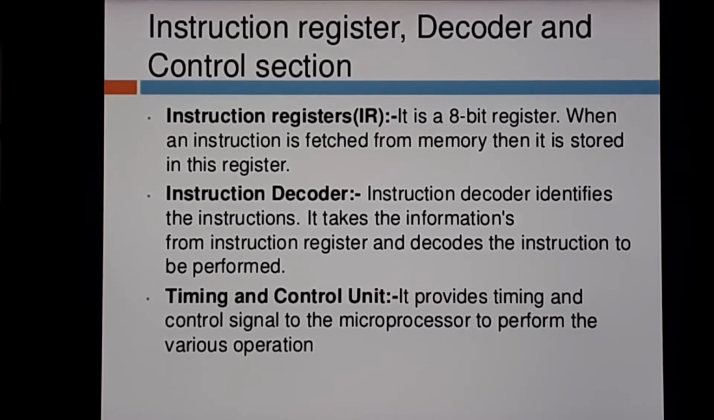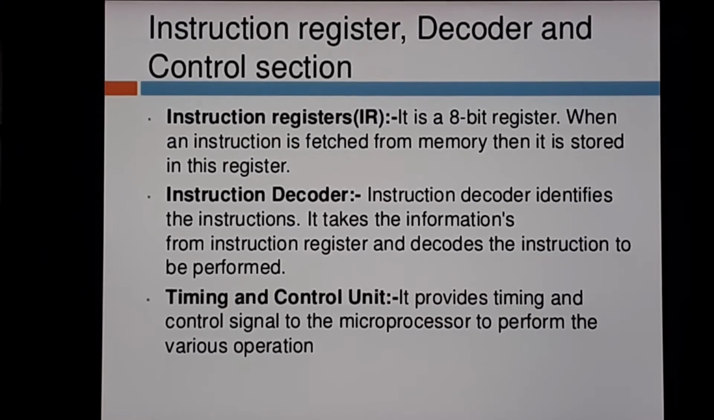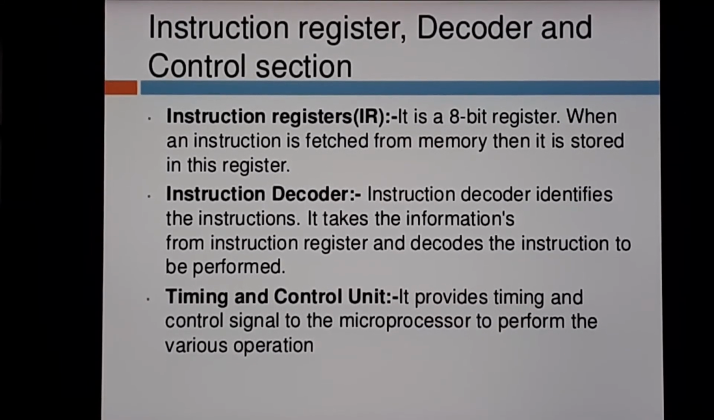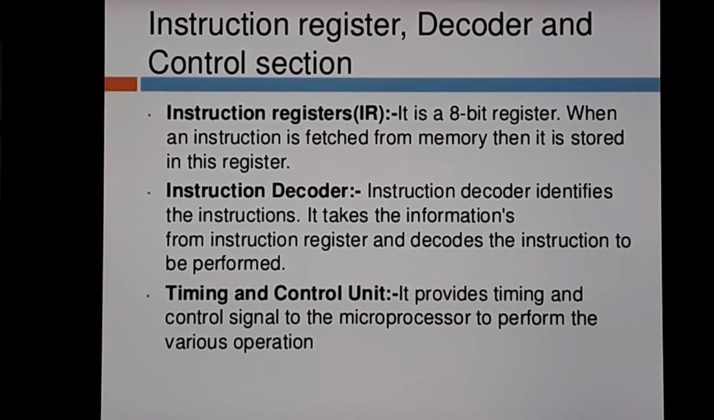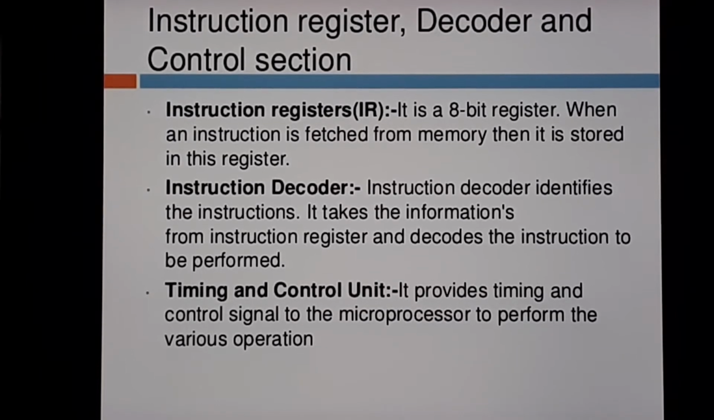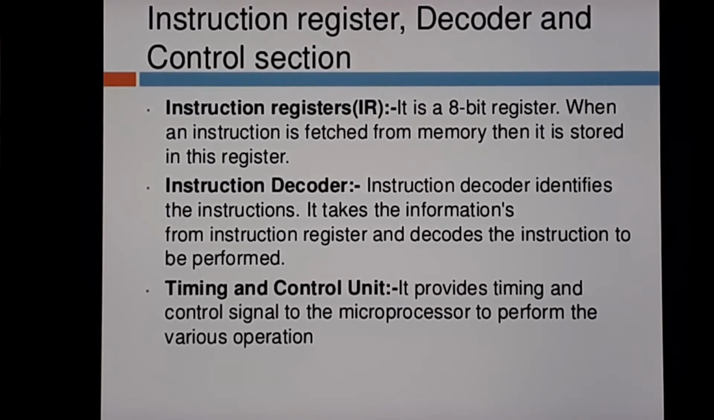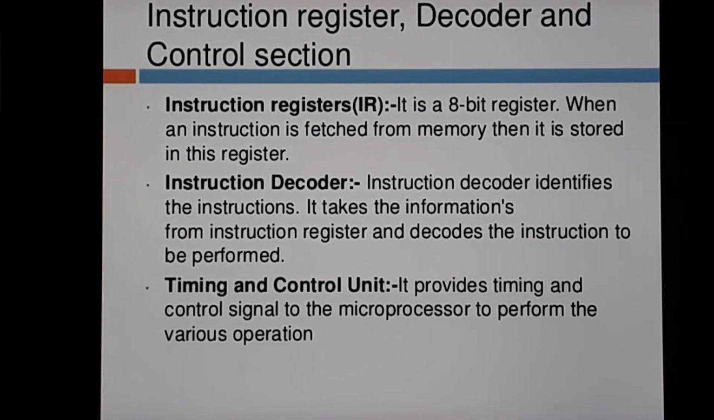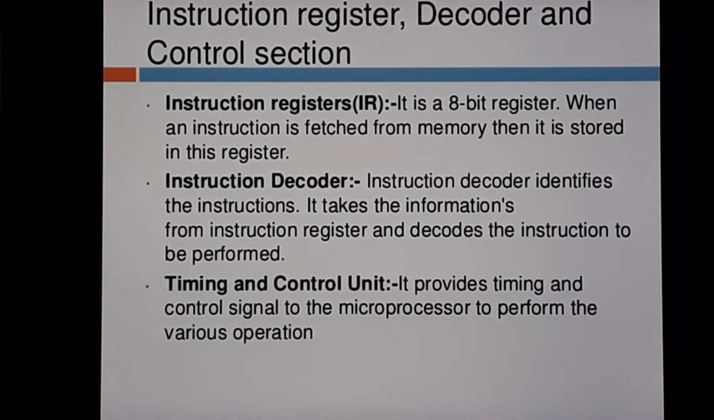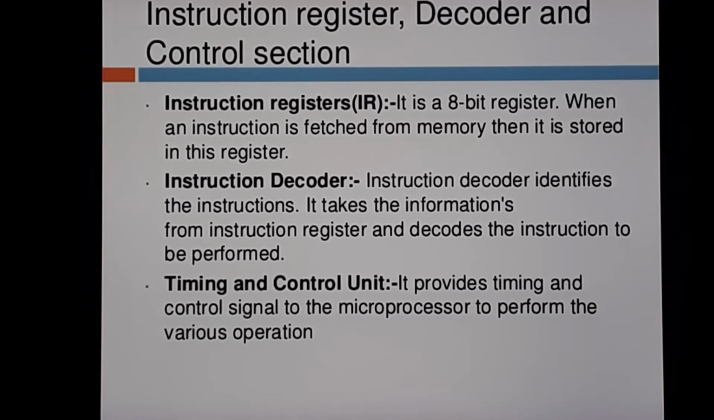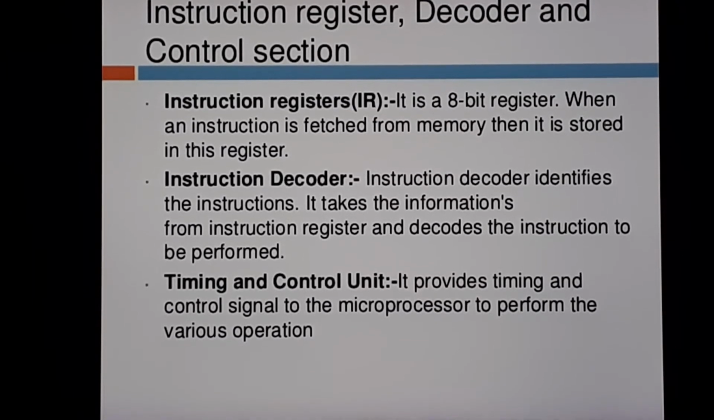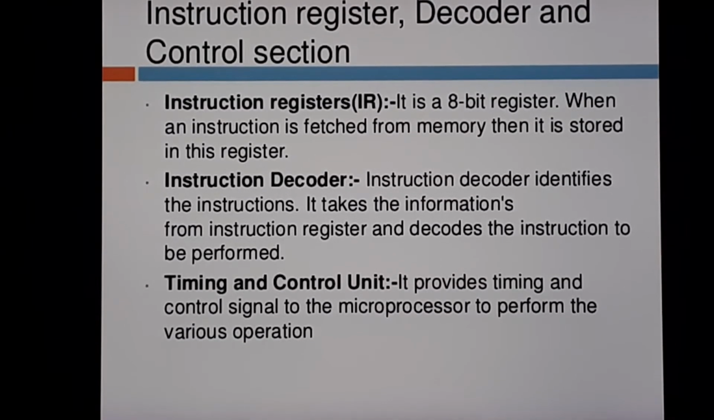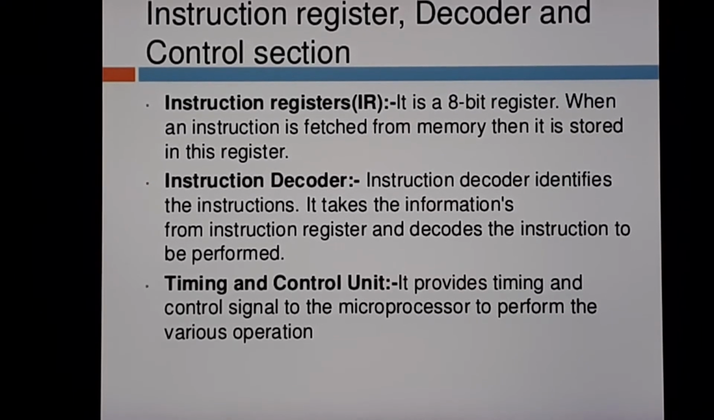Decoder means it will take the instruction from the instruction register and start decoding. Decoding means executing. So the instruction is taken from the register, that is instruction register IR, and it is given to the instruction decoder for executing that particular instruction. So both of them combine, or you can say they both do the same thing. So this one will take the instruction and it is given to the decoder for executing that instruction.